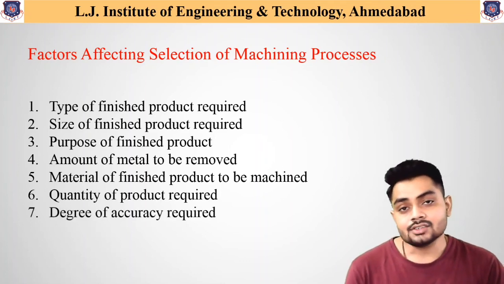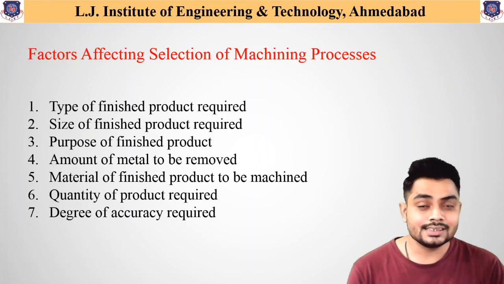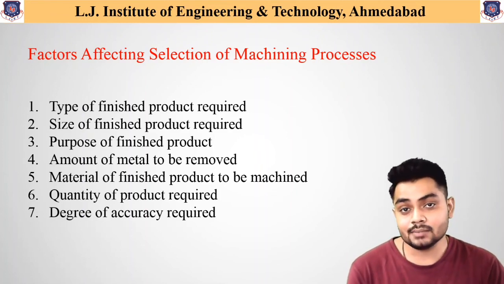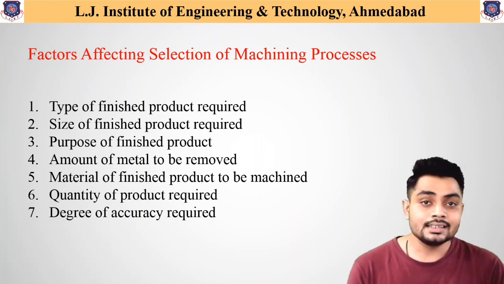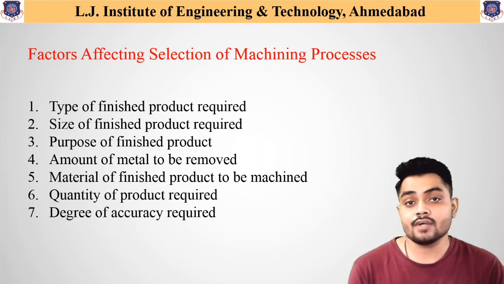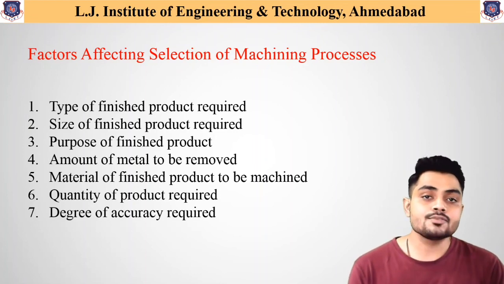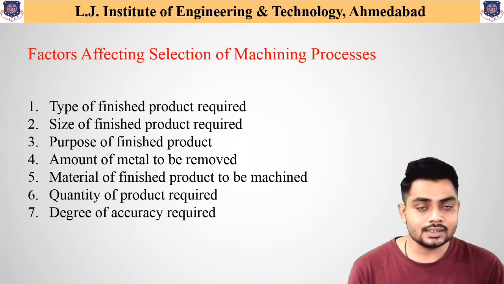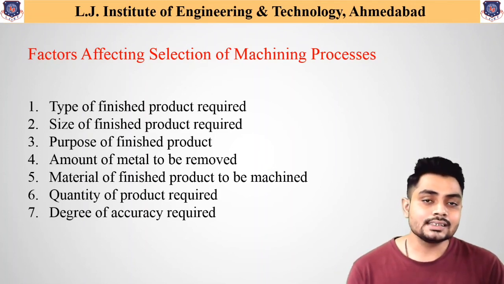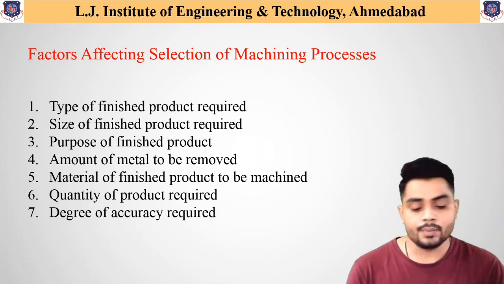And the last one, that is the degree of accuracy required. Based on the accuracy, whether we select a lathe machine, a drilling machine, or a milling machine, these different machineries have different accuracy, and within these different machineries also, different types of machine tools are available based on the accuracy. So based on the accuracy required, we will discuss the different types of machine tools available and how they can be selected in our further topics.